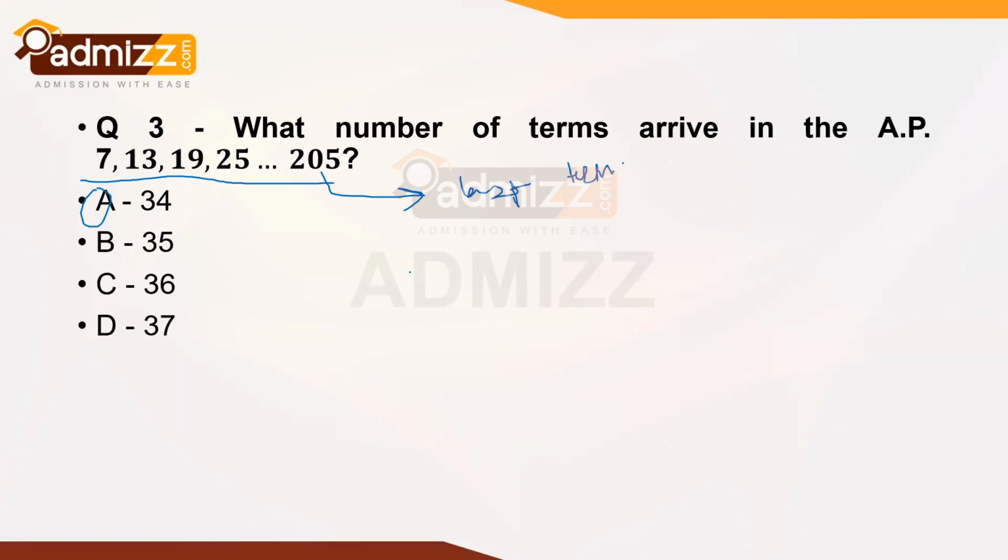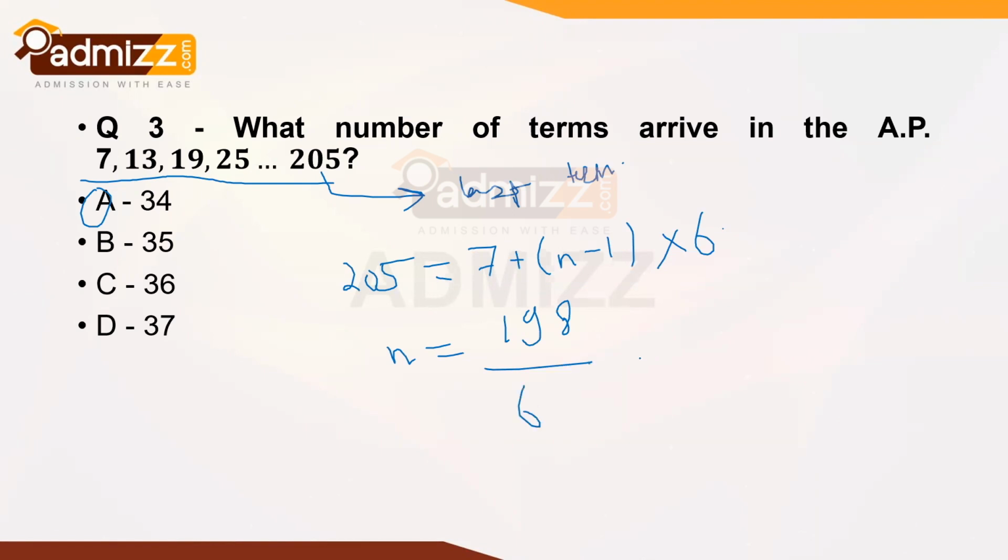How did we come about that? Take a look at this. I'll be directly using the formula. 205 is equal to the first term, which is 7, plus (n minus 1) times the common difference, which is 6 in this particular case, right? So we solve this and what we get is n is equal to 198 over 6 plus 1, which is 34. Most of you are correct in the chat box. Is anyone confused in this problem?